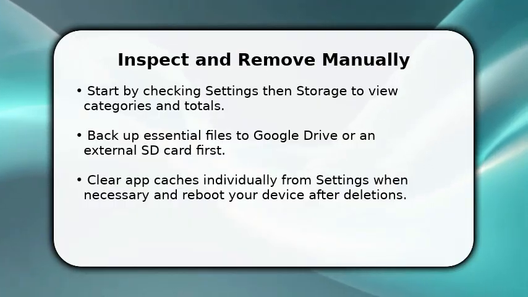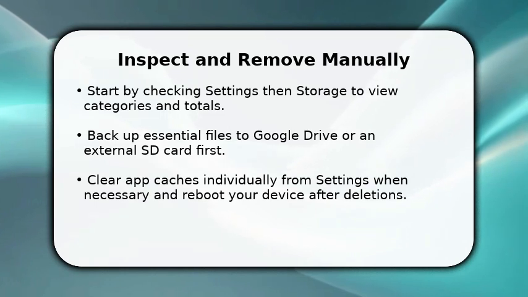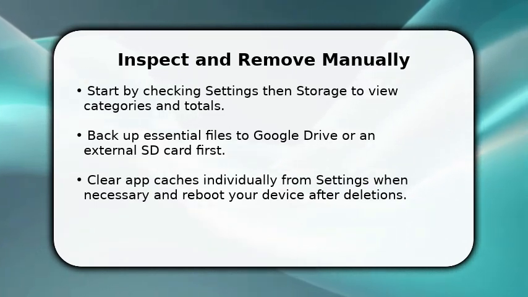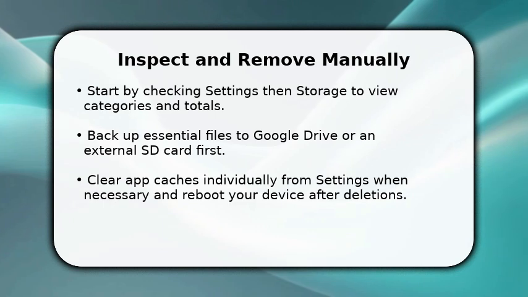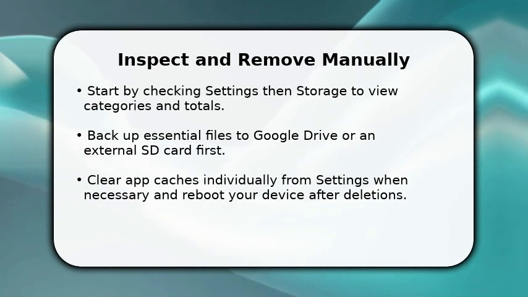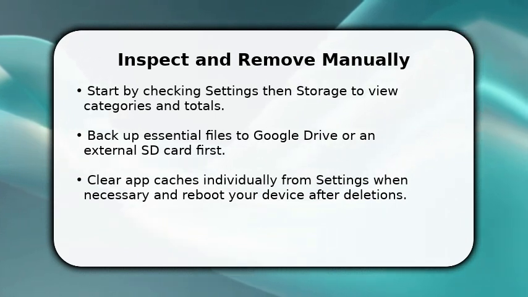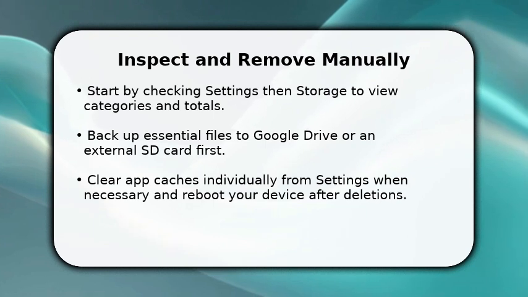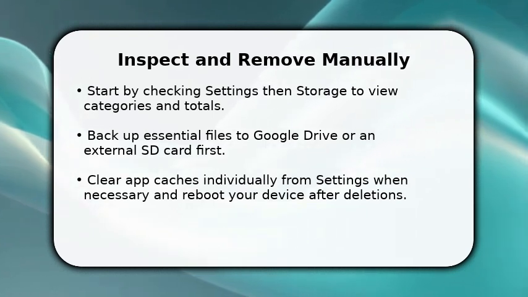Start by checking Settings, then Storage to view categories and totals. Tap Other to see opportunistic items and cached files manually. Use Files app to browse downloads, archives, and hidden folders manually. Delete unwanted APKs, large videos, and duplicate images carefully now.